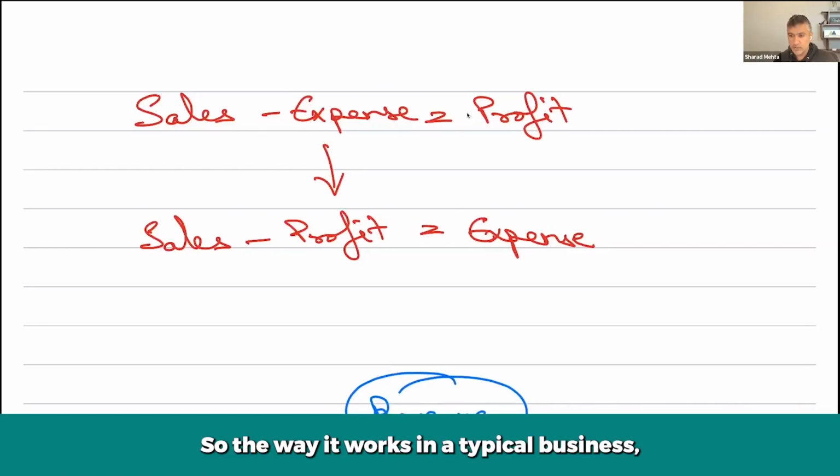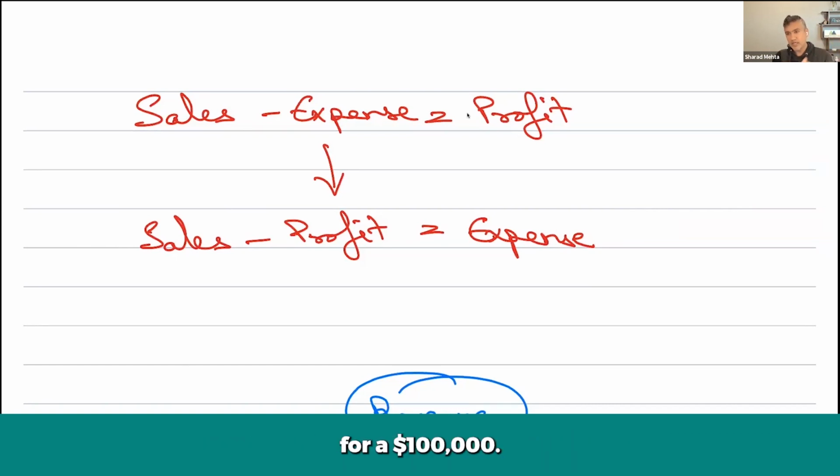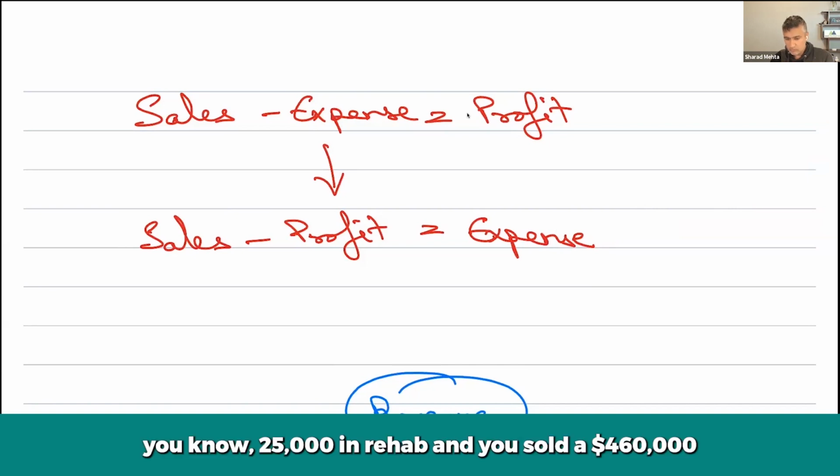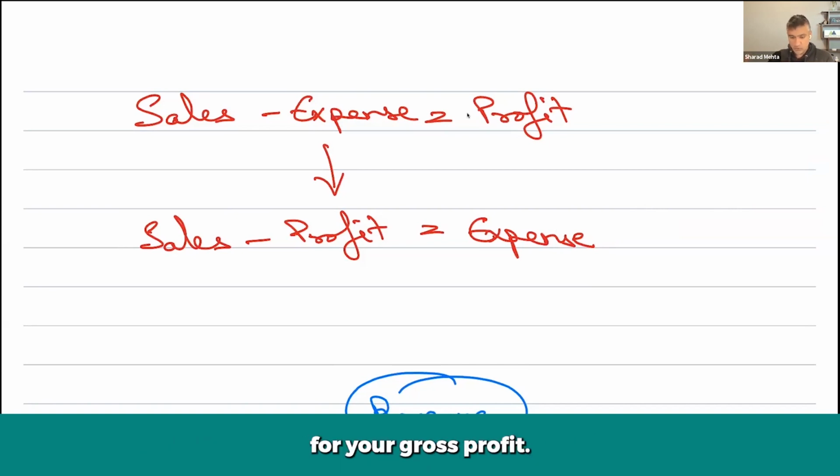So the way it works is, in a typical business, when you're doing your books or managing your finances, basically what you do is you take your sales, whatever your revenue is. So in this case, let's say you buy a house for 100,000, you put 25,000 in rehab and you sell it for 160. So your gross profit would be $35,000, assuming there's no other expenses.